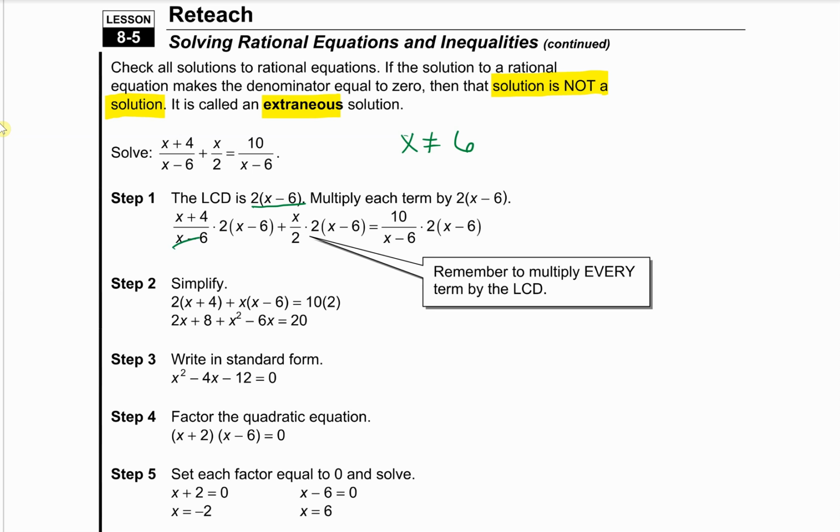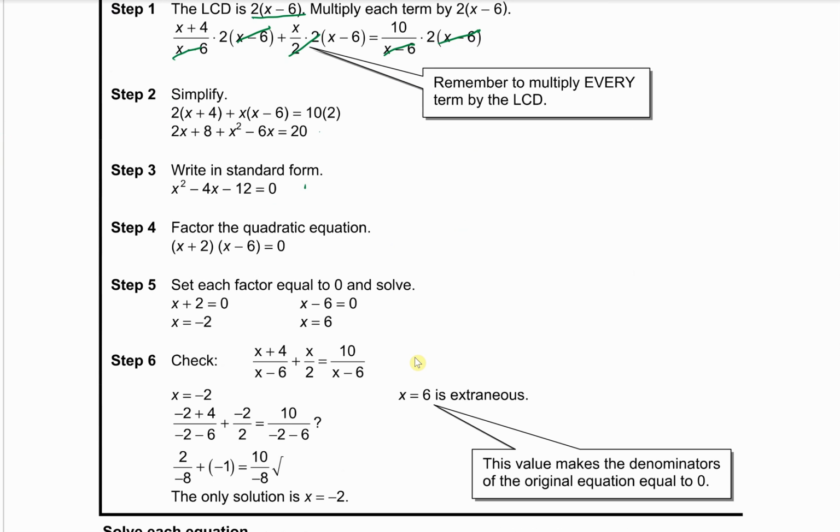So in this first term, the x minus 6's cancel. In the second one, the 2's cancel. In the third one, the x minus 6's cancel. So we get 2 times x plus 4, plus x times x minus 6 equals 2 times 10. Work it all out, combine like terms, and we get this guy here. X squared minus 4x minus 12 equals 0. When I factor that, I get x plus 2, x minus 6. All right, so x equals negative 2 or x equals 6.